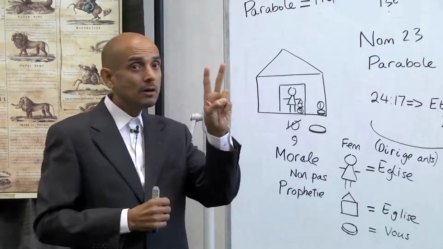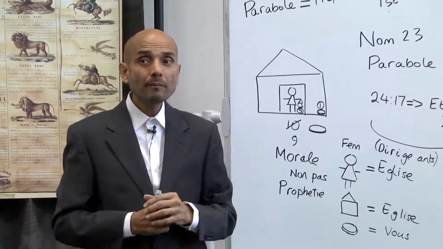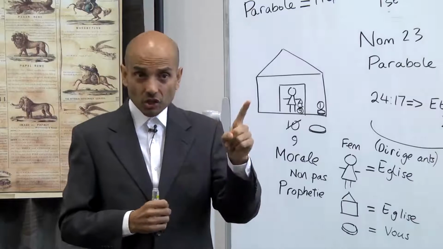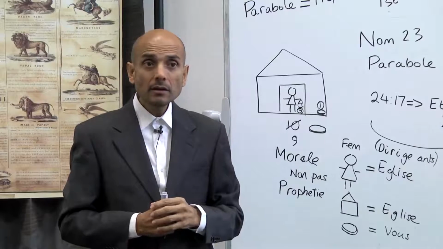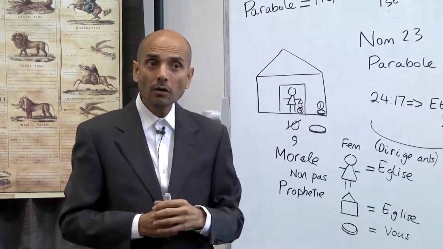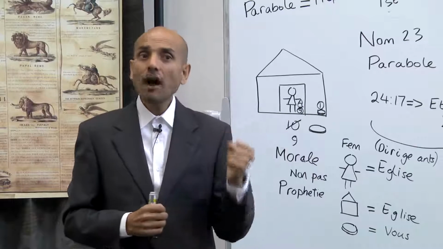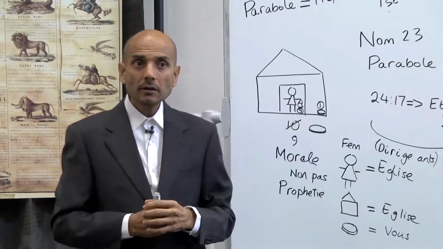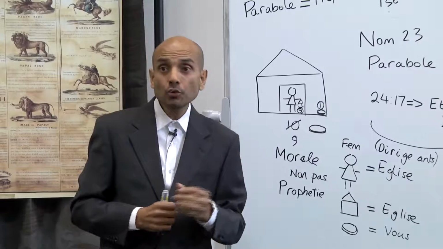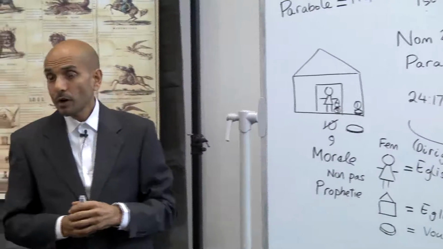One does what? Loses the coin. And the second woman does what? Finds the coin. Just like Jeremiah 23.